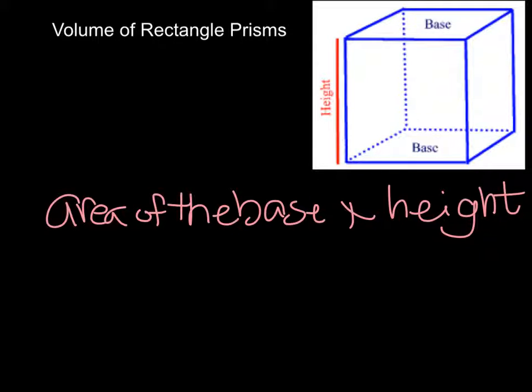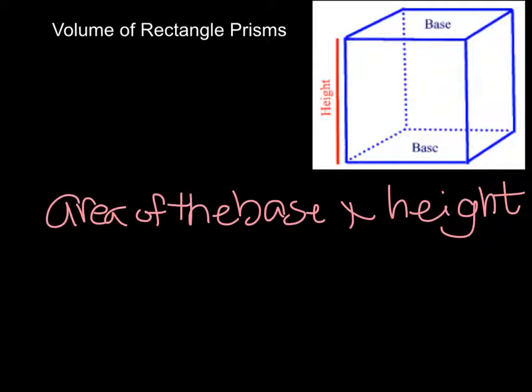So let's take a look at the formula here. We've got area of the base. What's that? Yeah, the base is this part here of a rectangular prism. And how can we find the area of the base? Do you remember?